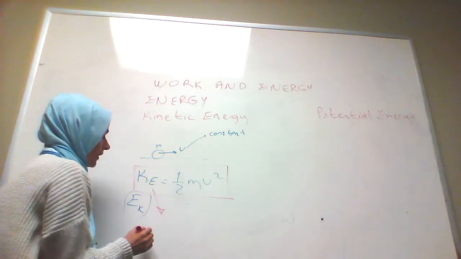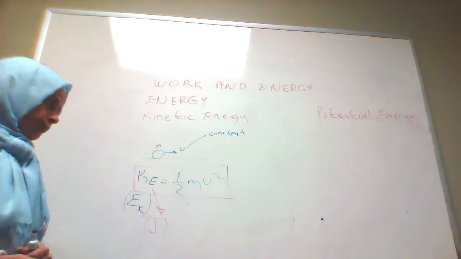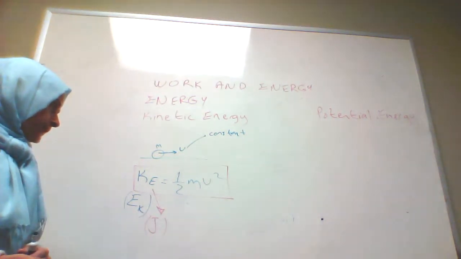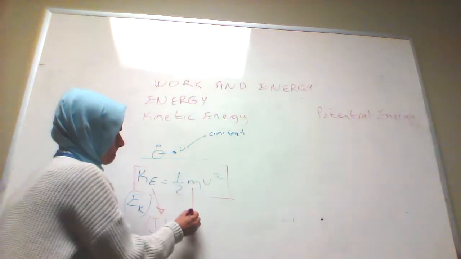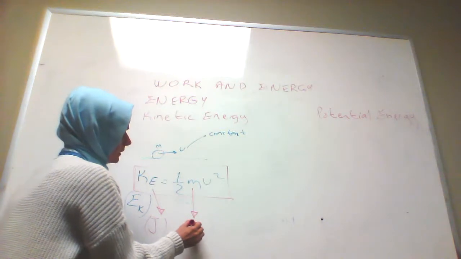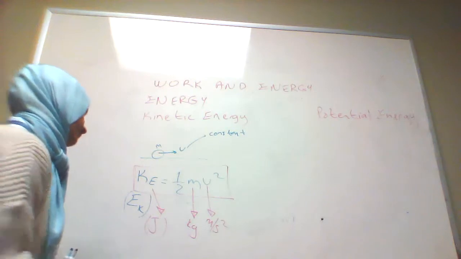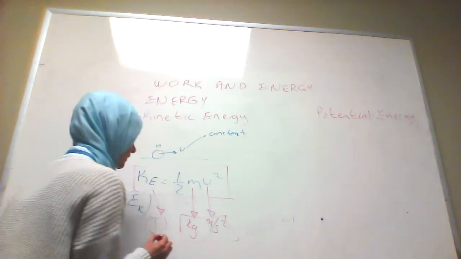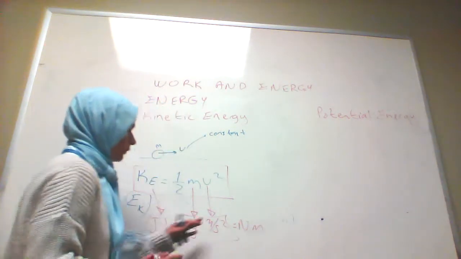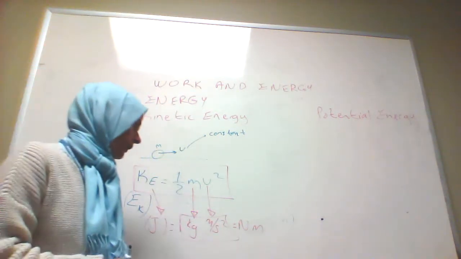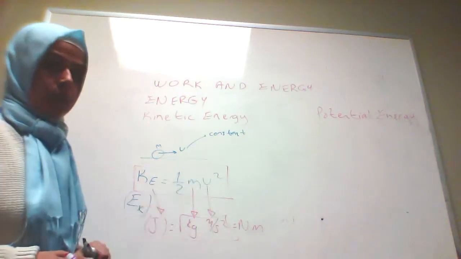And the unit for kinetic energy is also the joule, the same as work. If we put all these units, we have kilogram, meters per second squared, and kilogram meters per second squared is equal to joules. And this is also equal to newton times meter. Unit-wise, we can describe it like this, but you don't have to know that. So kinetic energy, 1 over 2 mass times velocity squared.